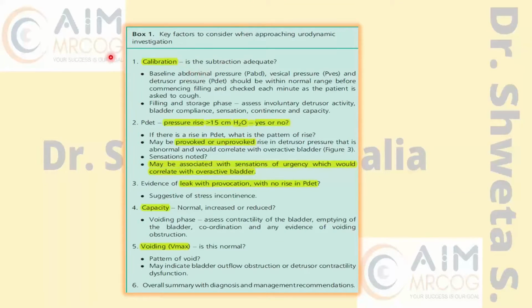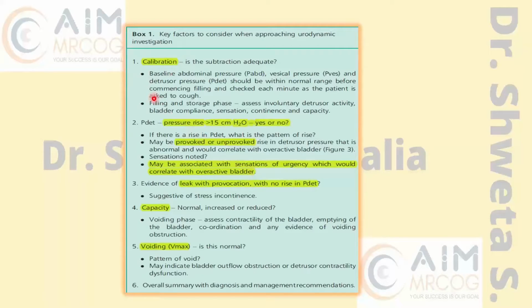So whenever you are doing the urodynamics, you have to check that all your calibration is correct. While cuffing, you are only raising the abdominal and vesical pressures, and P det is not rising, which means your catheter is in place and measuring the pressure. You will check for the filling and storage phase, and then you will check for the voiding. Whenever you get P det more than 15, it is detrusor overactivity.